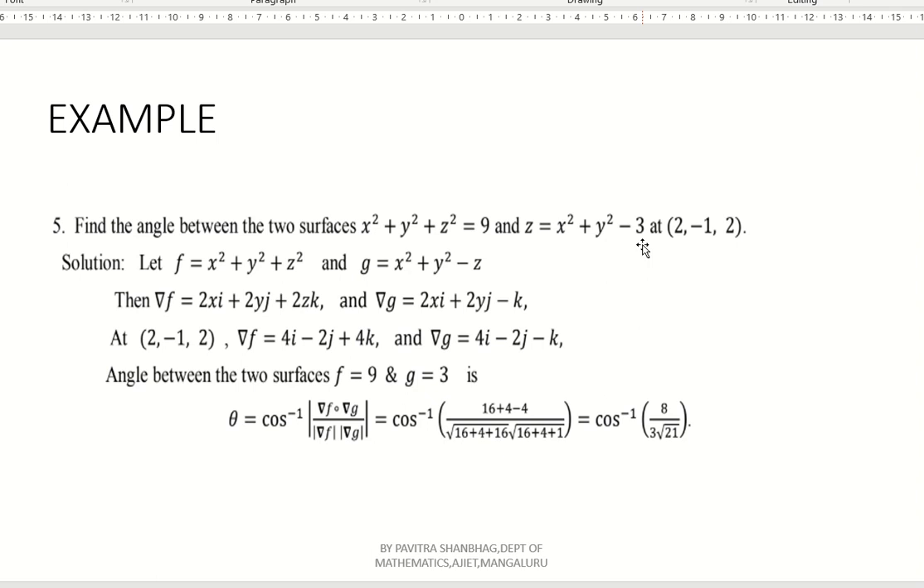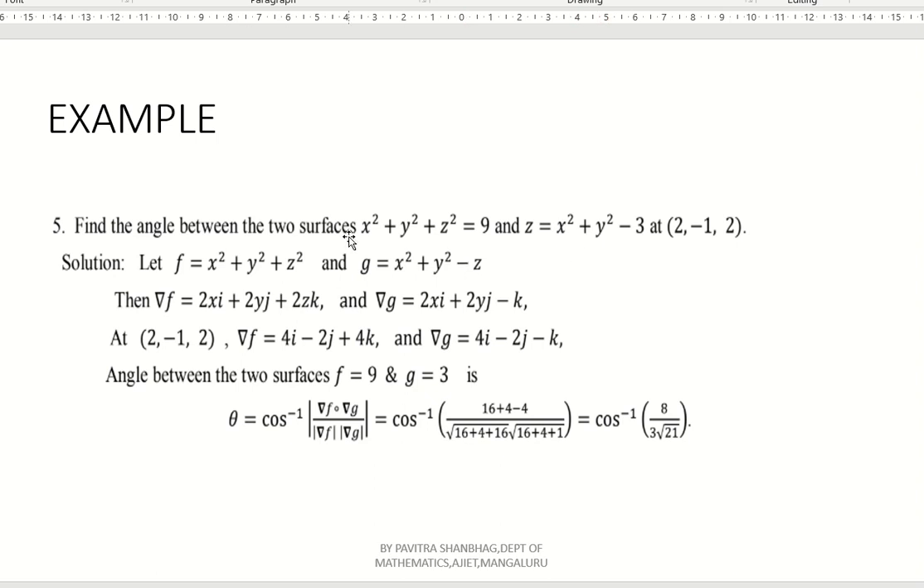It is left to you. Now first choose f and g here. F is nothing but x square plus y square plus z square. But what about g? Here you should be very careful. It should be in the form of phi of xyz equal to c, or f of xyz equal to c. Constant always should be in the RHS part. So here if you choose x square plus y square, z you take this side and minus 3 keep it to the RHS. So it will give us x square plus y square minus z equal to 3, right? So let g equal to x square plus y square minus z.